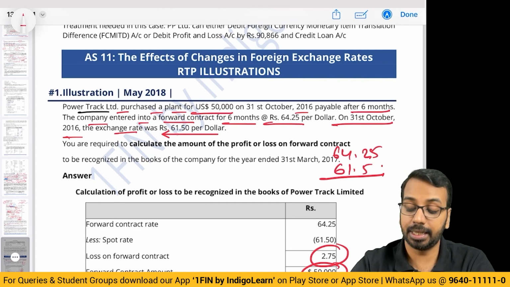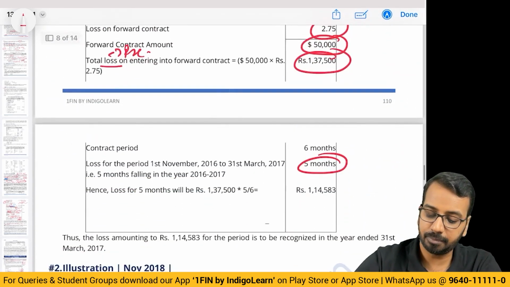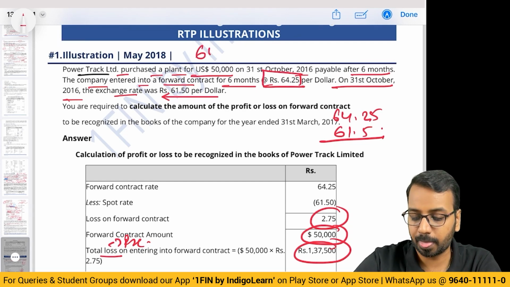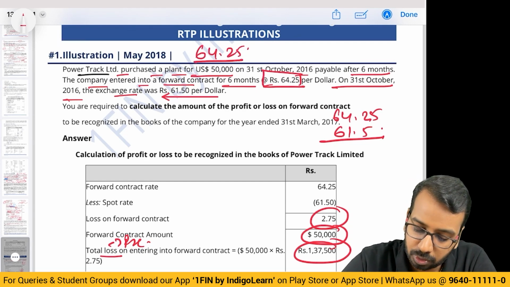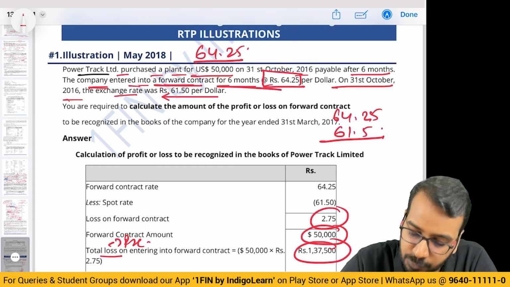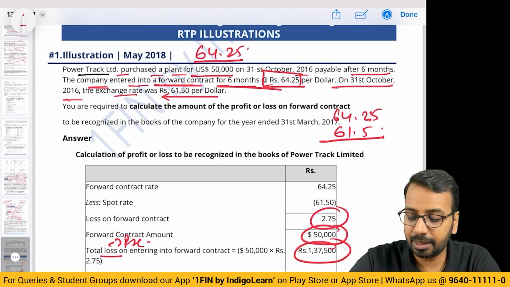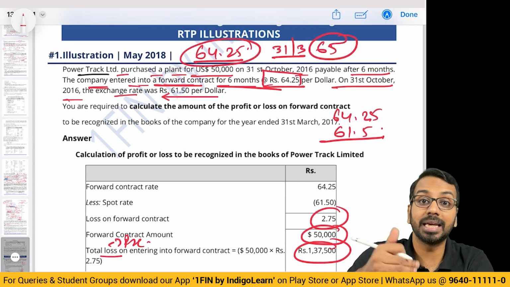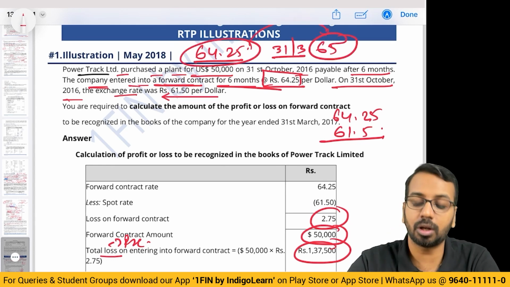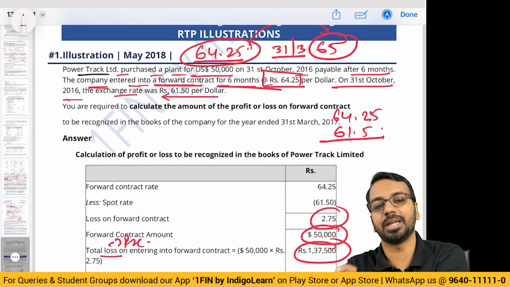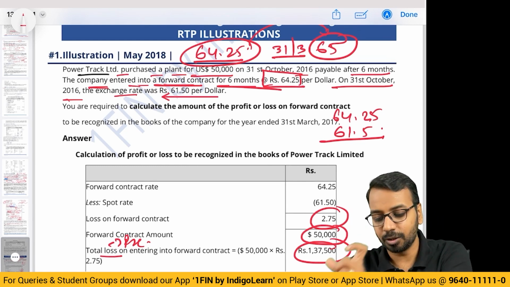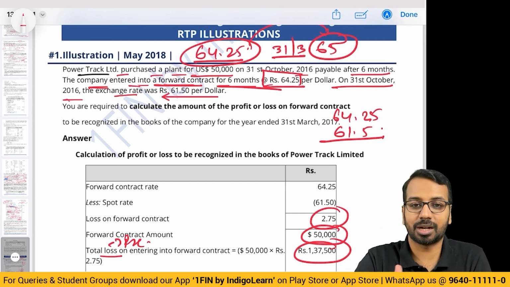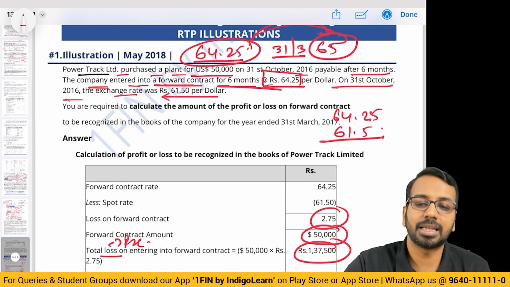Now, how do we value the gain or loss? What happens is, you have entered into this contract at 64.25. Company entered into a forward contract for 6 months means what? I want to buy. Let us say on 31st of March, this rate has now become 65. Means what? I am gaining. So that gain, if at all it happens, will be recognized in P&L. Of course, at your level, such concepts are not tested. But if at all there is any gain, that will be recognized in P&L.